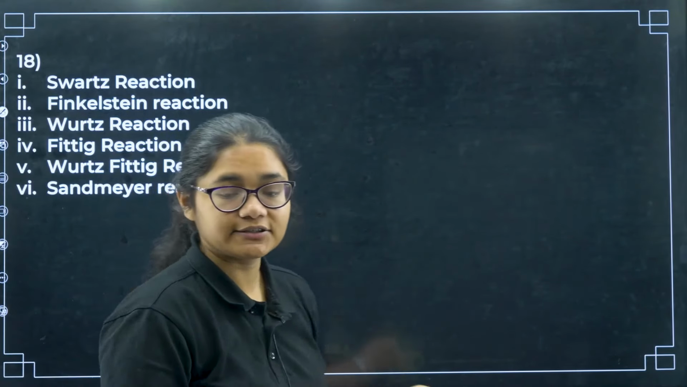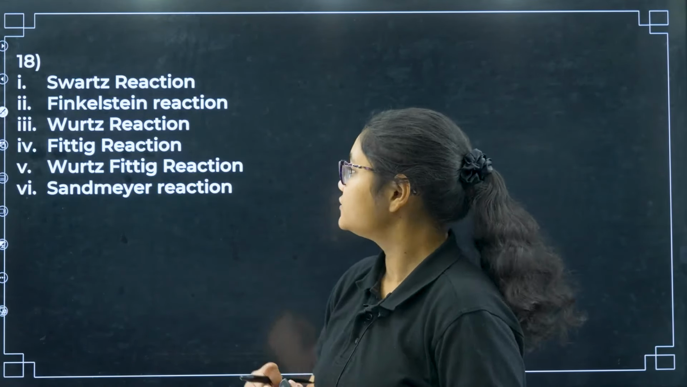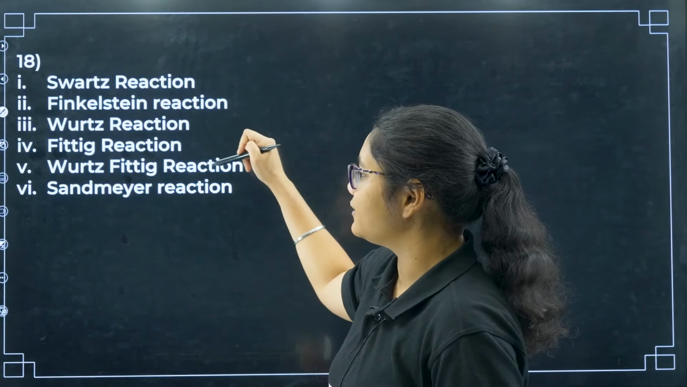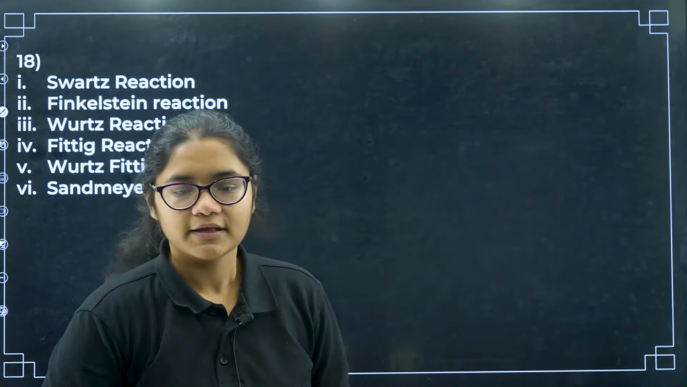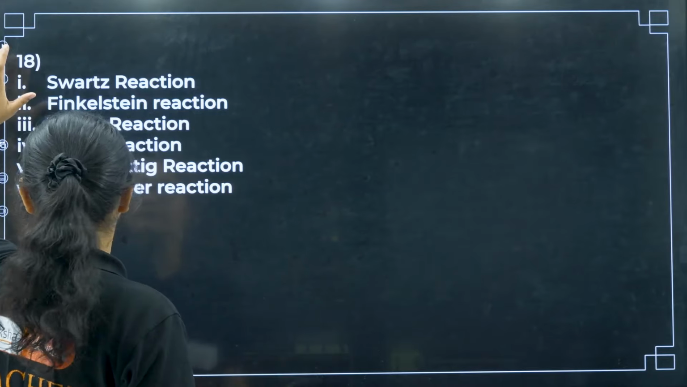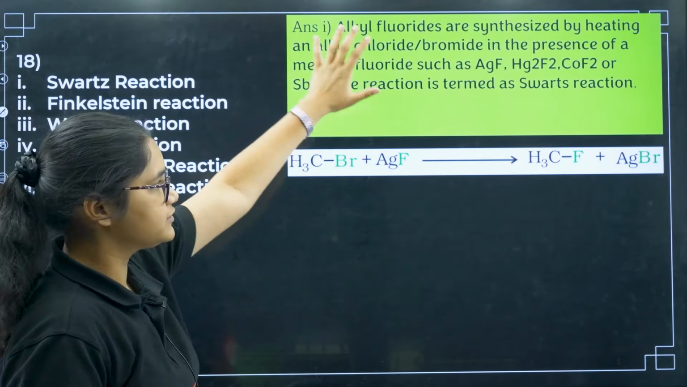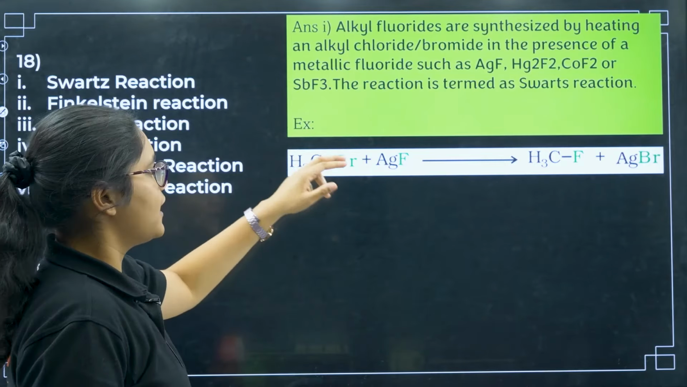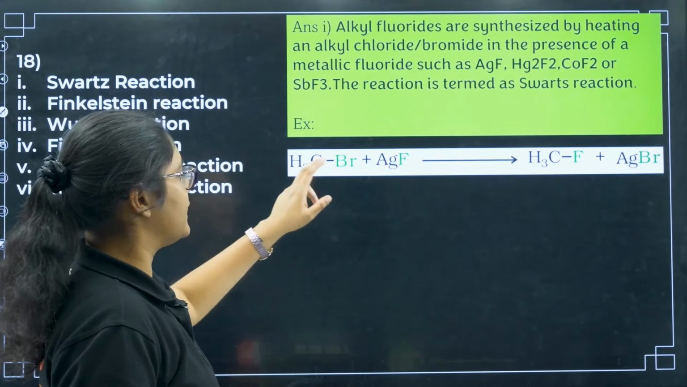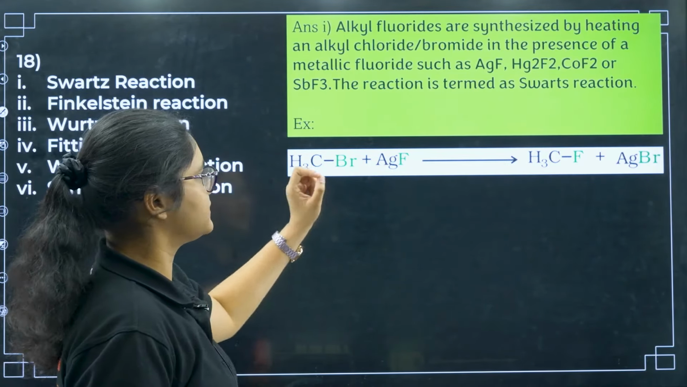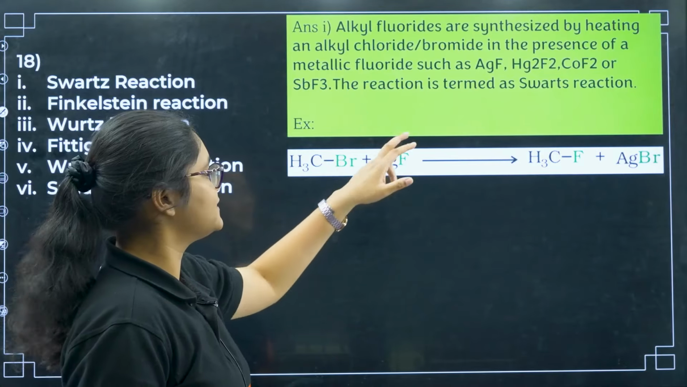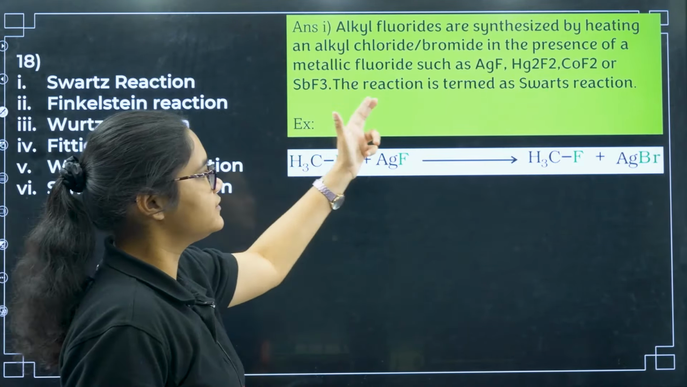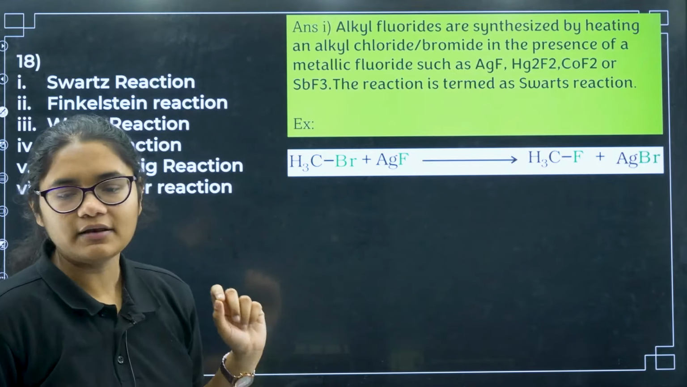So these are the name reactions in this chapter you must prepare. Swarts reaction, Finkelstein reaction, Wurtz reaction, Wurtz-Fittig, then you have Sandmeyer reaction. Whenever a name reaction is asked, you have to first write down the statement and then the reaction. So alkyl fluorides are synthesized by heating alkyl chloride or bromide in the presence of metallic fluorides such as AgF, Hg2F2, CoF2 or SbF3. This reaction is termed as Swarts reaction.